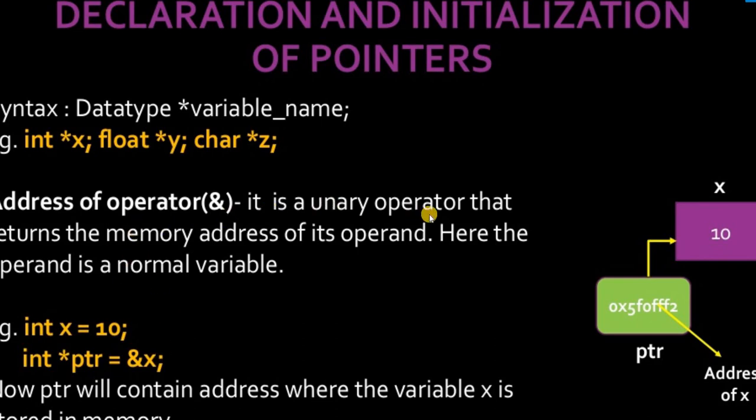So address operator is a unary operator that returns the memory address of its operand. So जब भी मैंने ampersand sign लगाया जिस भी variable के साथ, what it's going to do is return the address, ठीक है, return the memory address. Just think of this as a function that returns some value and think of this as an input parameter. तो यहाँ होगा ये कि इस वेरिएबल का जो भी एड्रेस होगा वो रिटर्न कर देगा. This means the address of this variable. Here the operand is a normal variable.